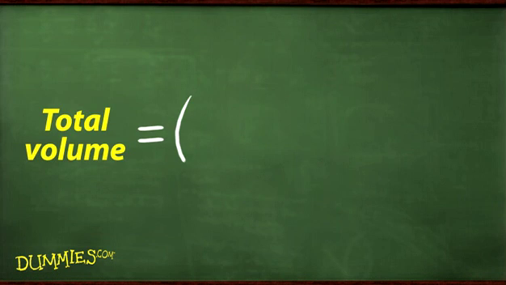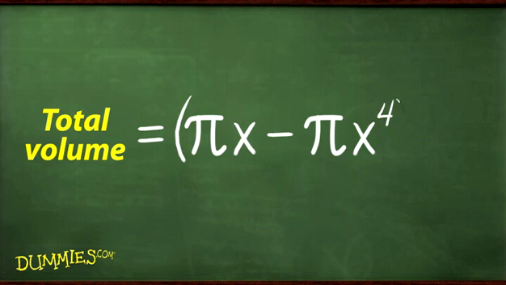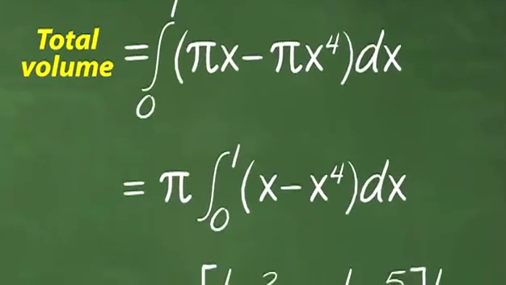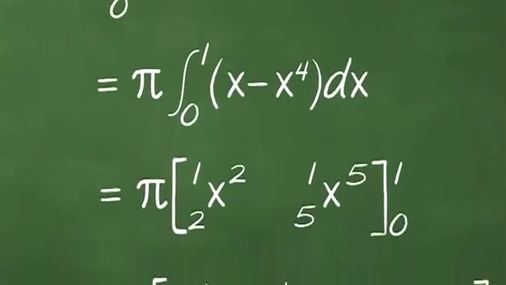Now, multiply this area by the thickness to get the volume of a representative washer. dx is the thickness. Add the volumes of the paper-thin washers from 0 to 1 by integrating.